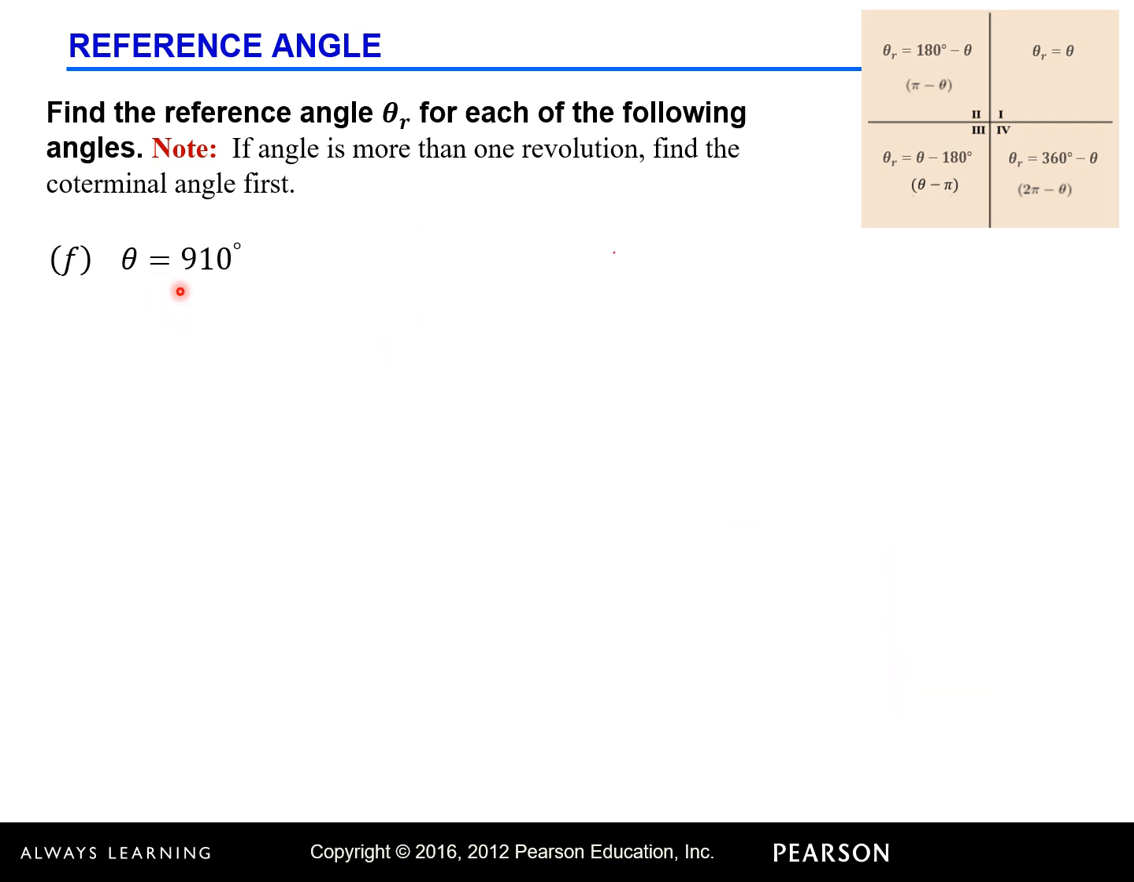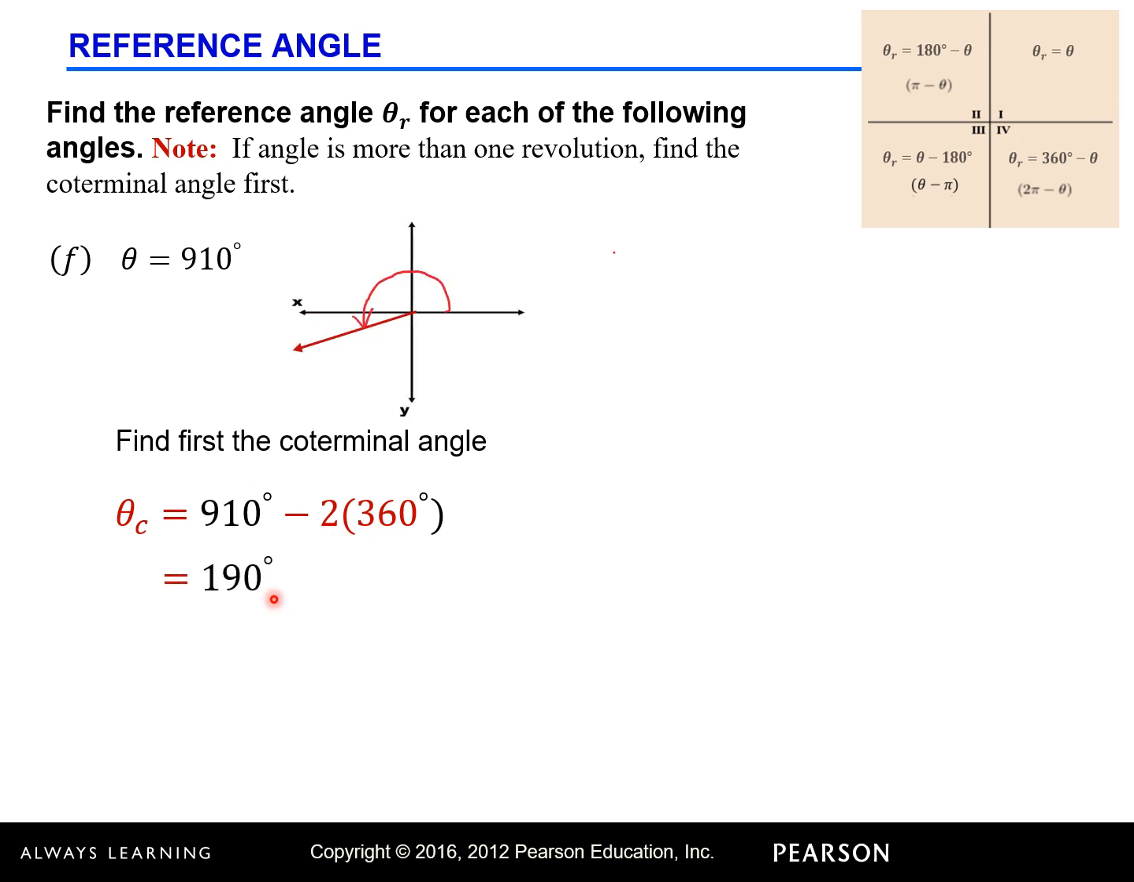The next angle is in degrees, which is equal to 910 degrees. Since this is more than one revolution, we have to find the coterminal angle first. The coterminal angle for this is 910 minus 360 and then another 360, which is equal to 190 degrees. Then if we graph 190 degrees, it's more than 180, so it lies in quadrant 3.